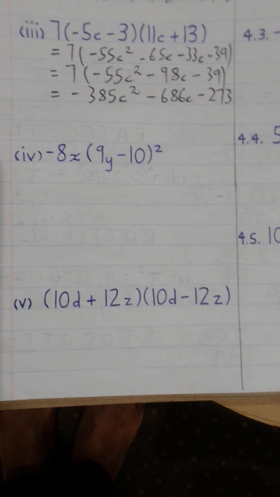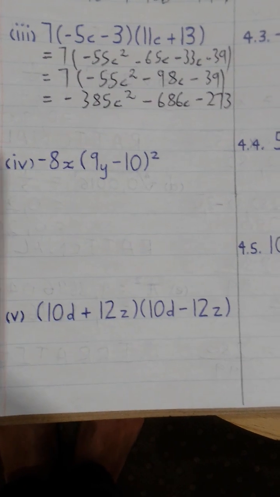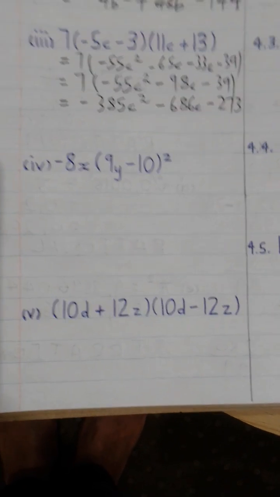Roman numeral number 4, negative 8x open bracket 9y minus 10 close bracket squared.